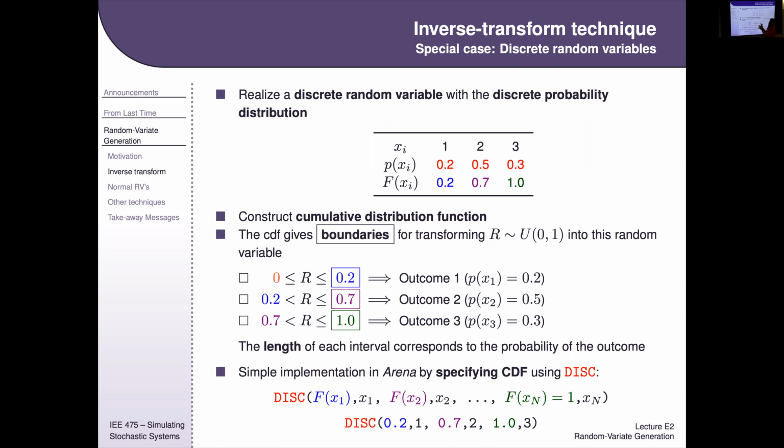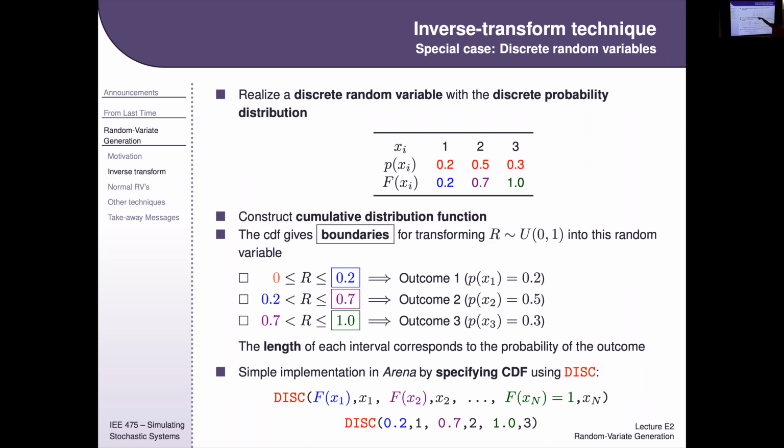Now, how do I specify that cleanly inside a program like Arena? Because it's a pain to do these if-then statements in Arena. Well, Arena has a nice function called DISC, for discrete. You basically list the inverse CDF as the arguments to DISC. So DISC takes the CDF value of the outcome, then the outcome, and then that for every single outcome down the list.